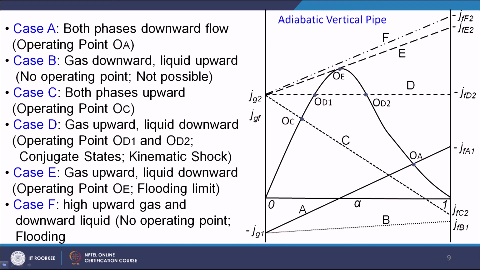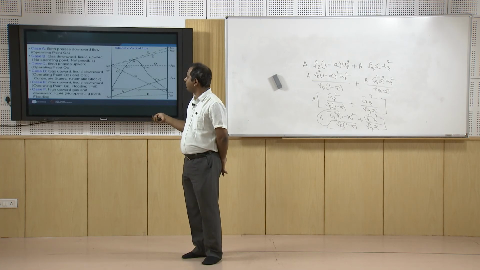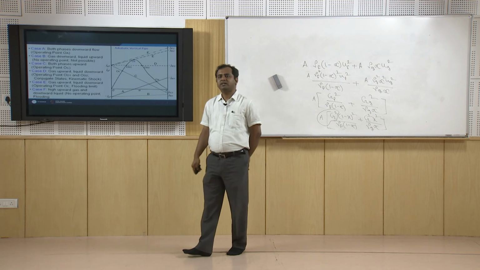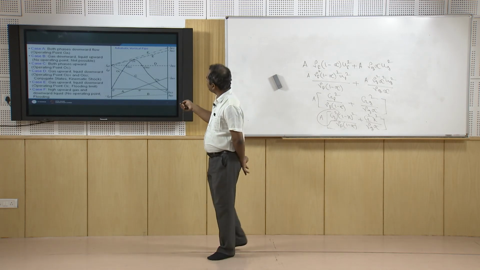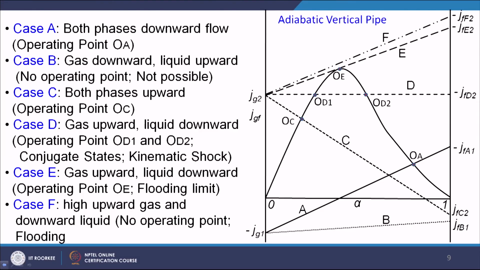Next, case F, high upward gas and downward liquid, both velocities very high. You can find the gas velocity, let us say, somewhere over here, and the liquid velocity further up. You will find there is no operating point between this curve and the line. So, in this case we have no operating point, and this is a typical example of flooding. Now, you see here that case E is a typical point where this line is the tangent of this curve.